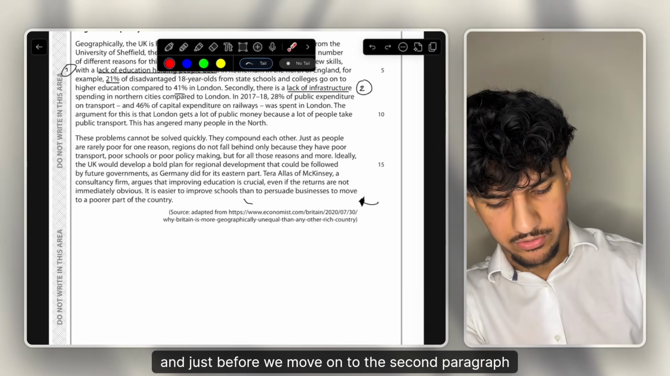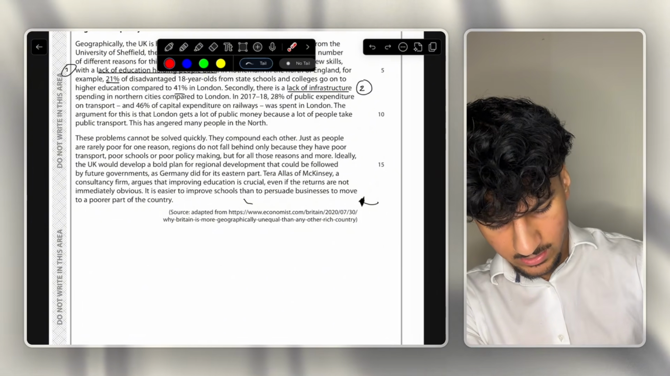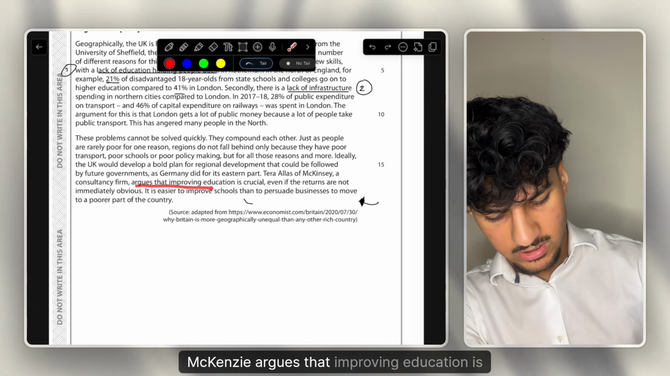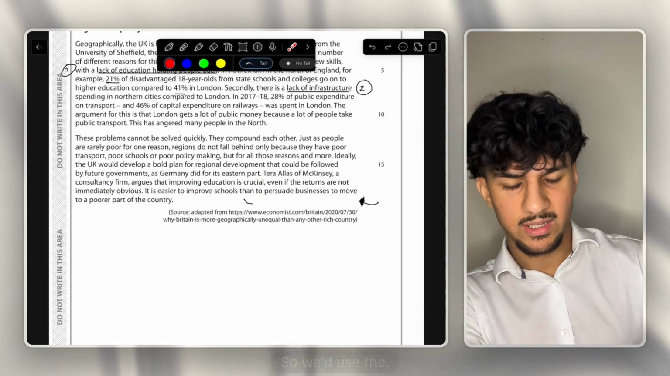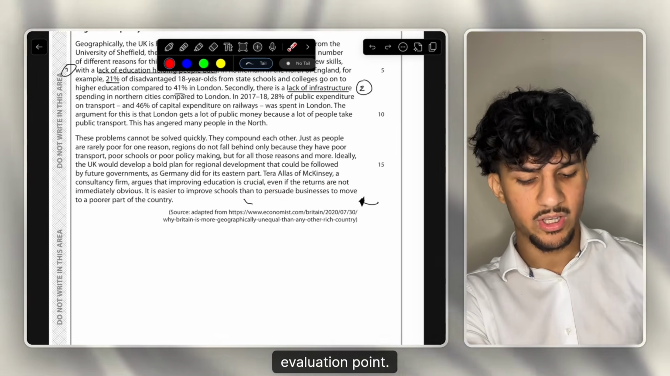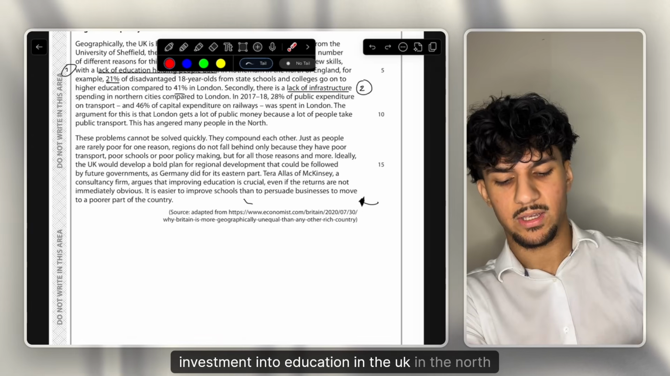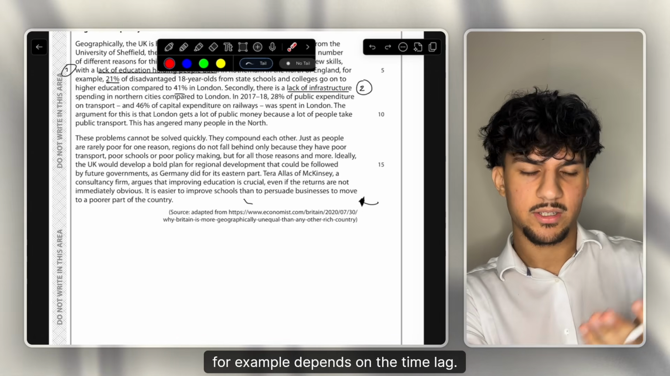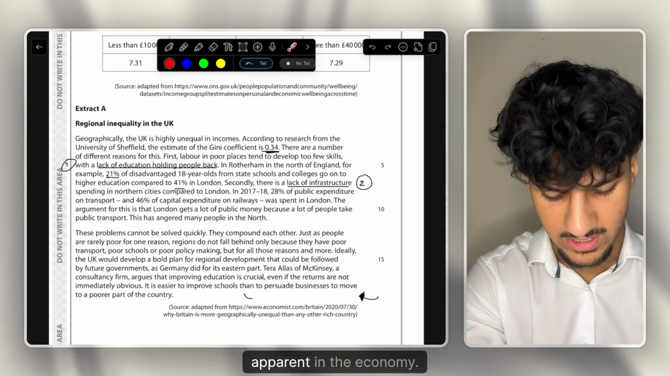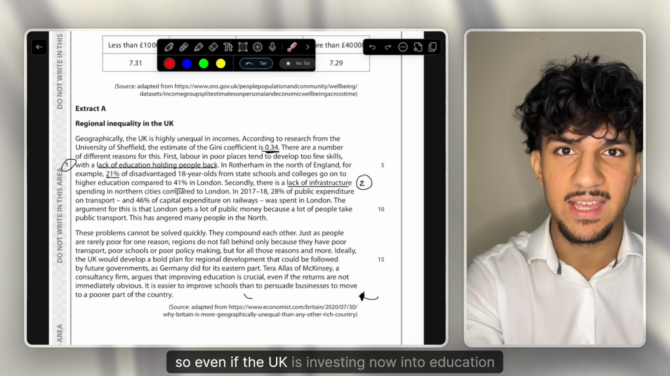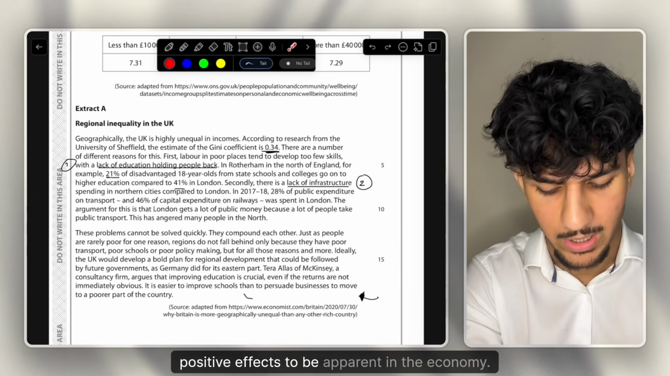And just before we move on to the second paragraph, with the evaluation, I would just mention time lag. At the end of this extract, it mentions Mackenzie argues that improving education is crucial even if the returns are not immediately obvious. So I would use that, a bit of application, and then phrase that into the evaluation point, so the way I'd word it. However, in evaluation, this depends on the investment into education in the UK, in the north for example, depends on the time lag. As the extract states, the positive effects of investment into education will take time to become apparent in the economy. So even if the UK is investing now into education in the north in the short run, it will take time for its positive effects to be apparent in the economy.